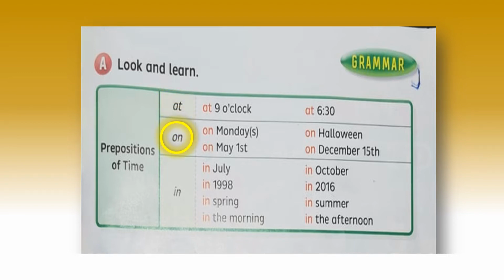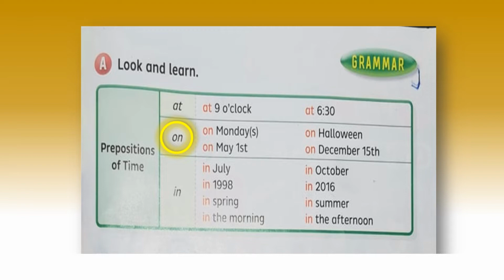Okay, the next one is on. So let's look at the examples. On Monday, or on Mondays. Mondays is every Monday. On Mondays. On May 1st, we'll come back to that one. On Halloween, on December 15th. Okay, so December 15th is the same as May 1st.